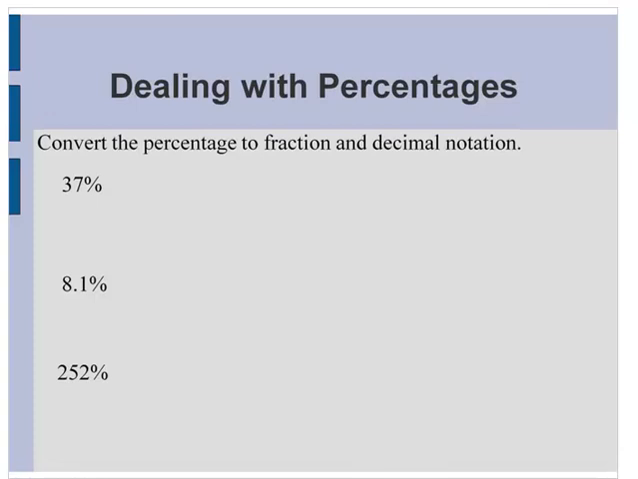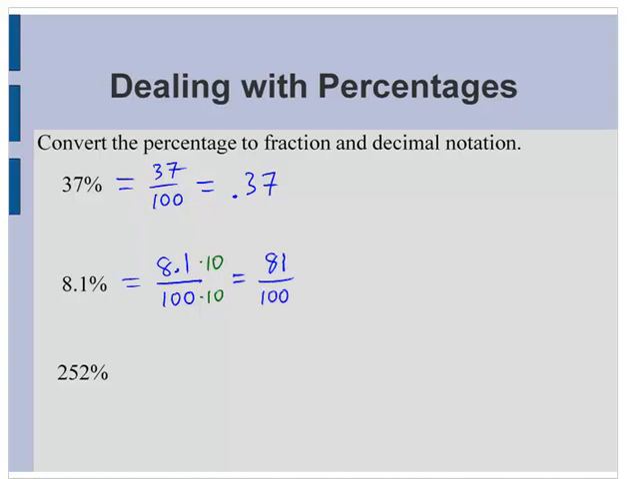Some of the problems we're going to have to deal with will involve percentages, so it'll be useful to remember how to convert between percentages and fractions and decimals. For example, 37% is the same as 37 over 100, which is the same as the decimal number 0.37. 8.1% is the same as 8.1 over 100. Sometimes we don't like having a decimal in a fraction, so we multiply by a power of 10 to make the numerator a whole number, and that would give us 81 over 1000.